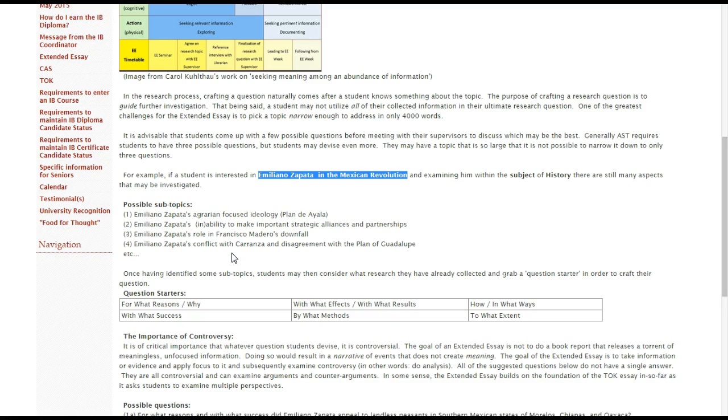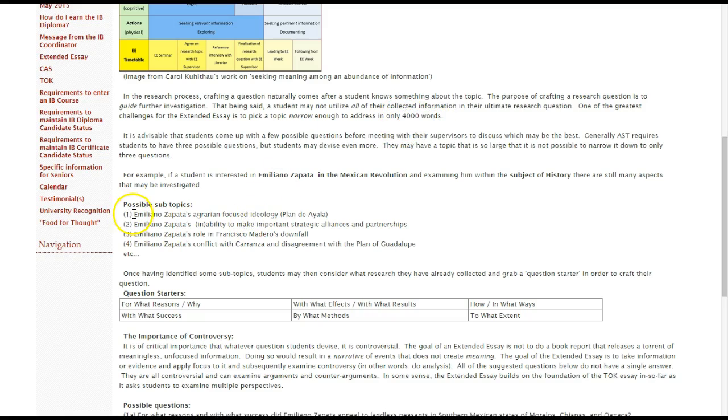So there's lots of different avenues to break big topics down into smaller subtopics. So with Emiliano Zapata, I've got some of those subtopics that I came up with. Again, this list isn't exhaustive. It doesn't include everything, but it's a way of breaking down a big idea into smaller ideas, getting towards something that's more appropriate for 4,000 words.